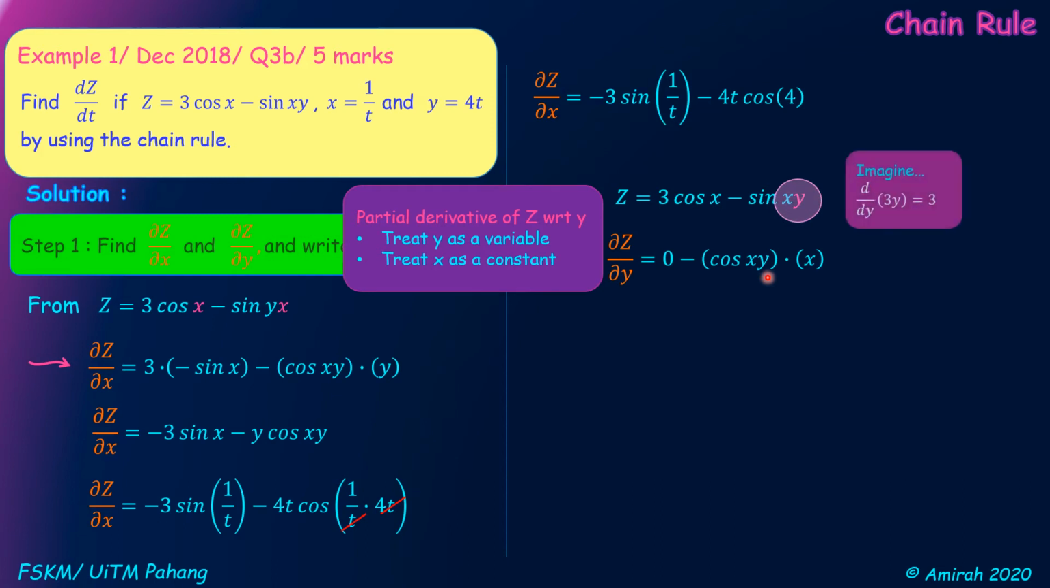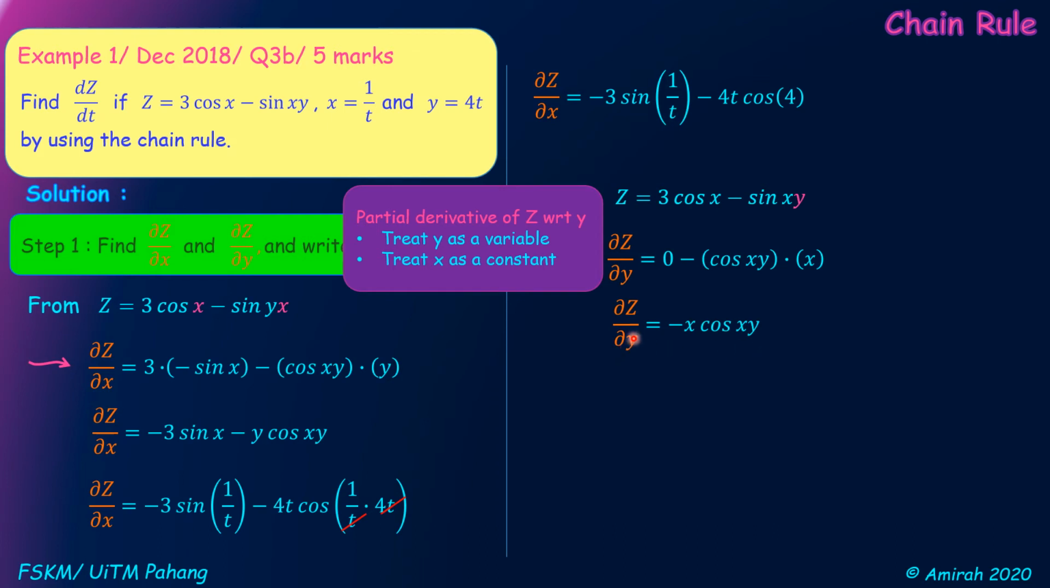Okay, but after that, we need to differentiate xy. To differentiate xy, x is a constant, y is a variable. So we just imagine, let's say we replace x by 3. So now we want to differentiate 3y with respect to y. So we get 3. So that's why when we differentiate xy with respect to y, we get x here. We just compare. Alright, after that, we simplify, so we get negative x cos xy.